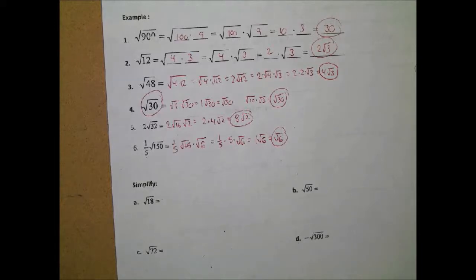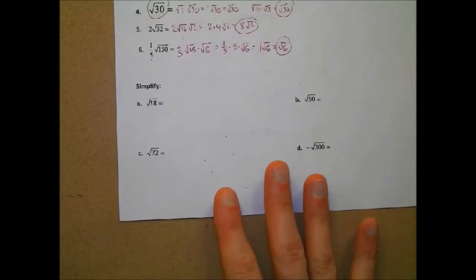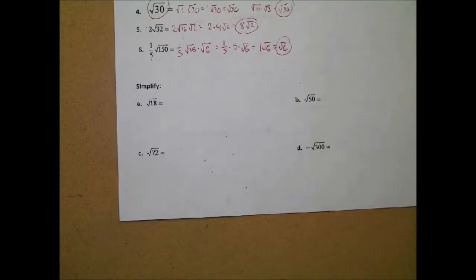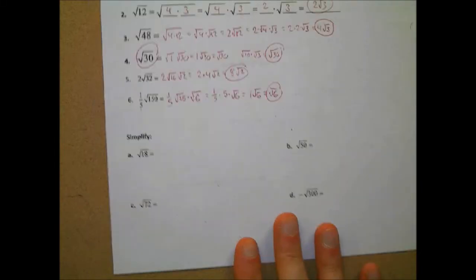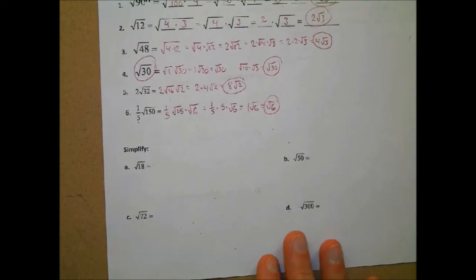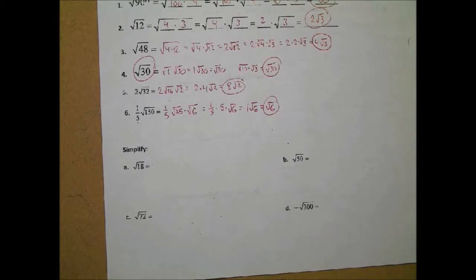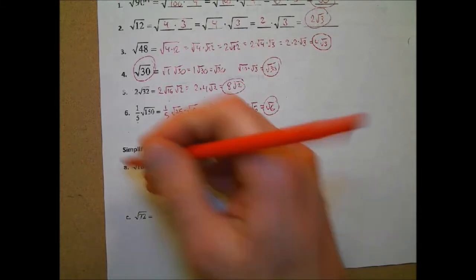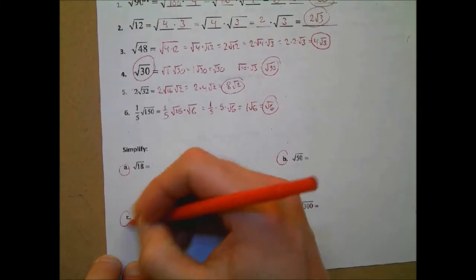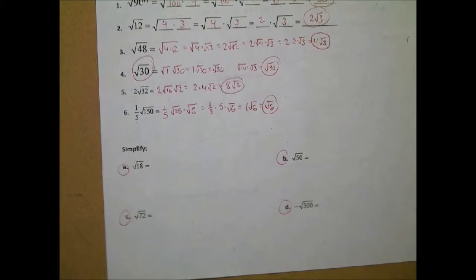So I want you to go ahead and try A, B, C, and D here. Go ahead and give those a try. Take a minute or 2 and try A, B, C, and D. Simplify them as much as you can. If you already got them done, I'll come around and take a look at them here in just a sec.